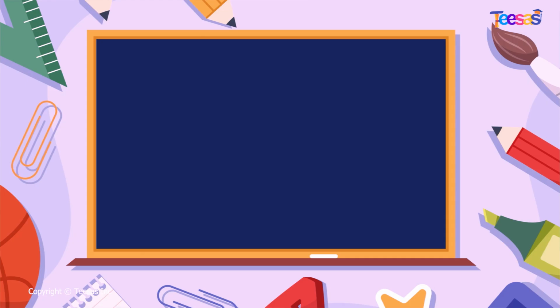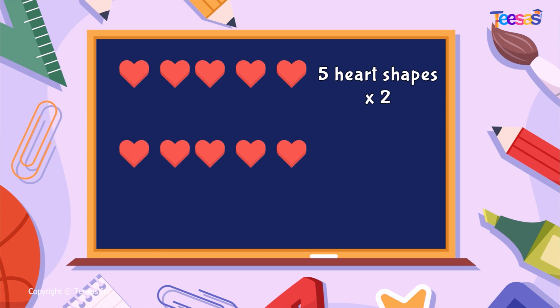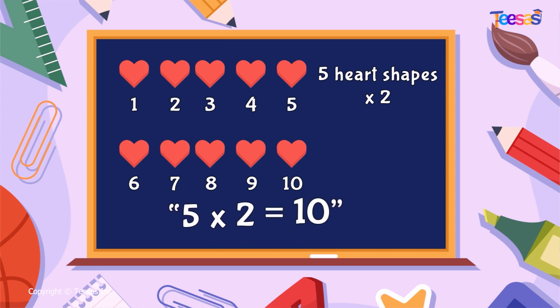Now, can you multiply 5 heart shapes by 2? Multiplying 5 heart shapes by 2 means adding another set of 5 heart shapes, giving us 2 sets of 5 heart shapes. Adding all together gives 1, 2, 3, 4, 5, 6, 7, 8, 9, 10. 10 heart shapes. Therefore, 5 multiplied by 2 gives 10.